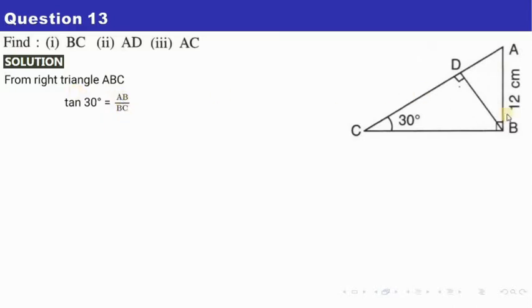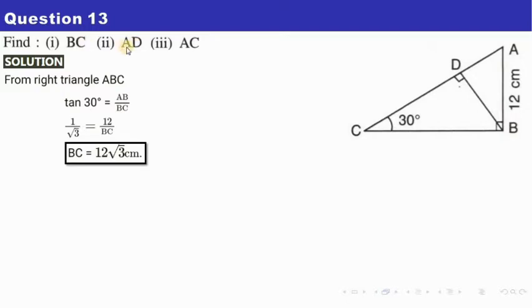What is AB? AB is 12, and what is tan 30? Tan 30 is 1 by root 3. So do the cross multiplication. Your value for BC turns out to be 12 into root 3, that is 12 root 3 centimeter. So we have found our first answer.